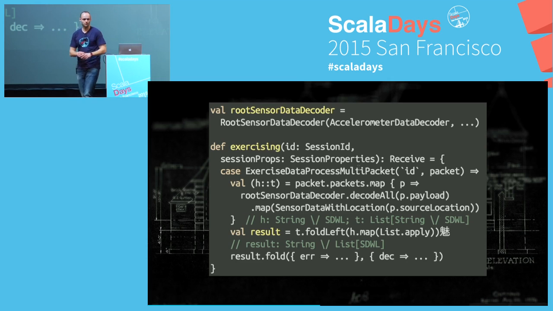The problem is I don't really want to work with a list of disjunction. I would actually like a disjunction of a combined error message or a list of sensor data with location. So how do I go about that? How do I get such a thing? I'd like to flip this disjunction with the list. All I want to do is do that. Now that's easily done in my imagination. In Java code, we would fold.